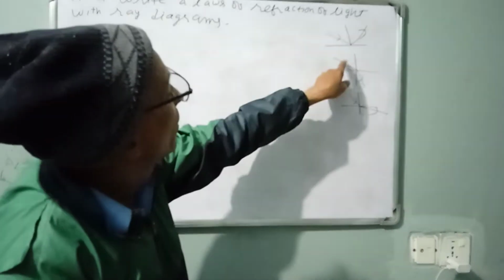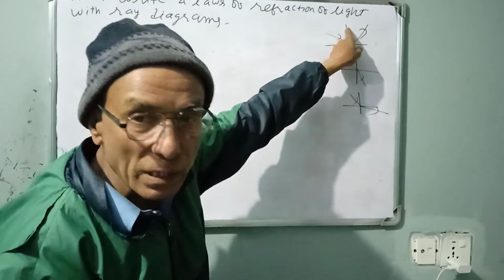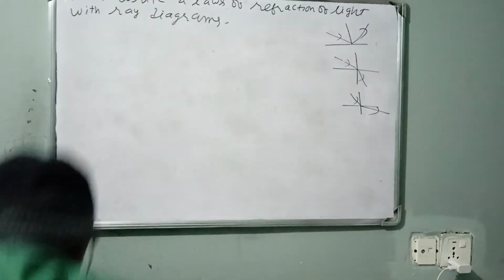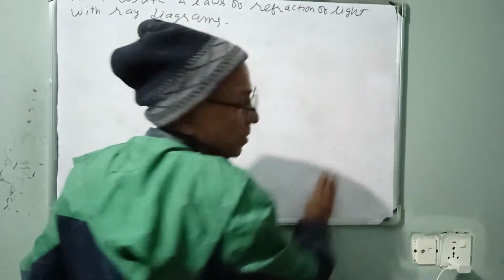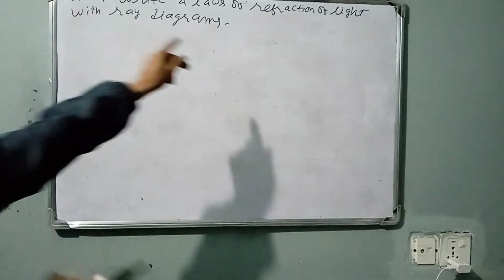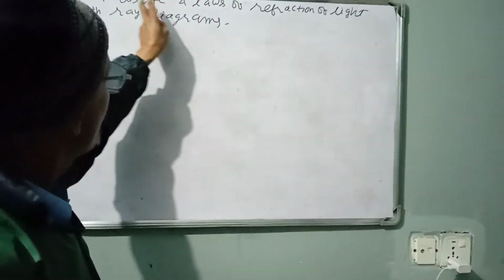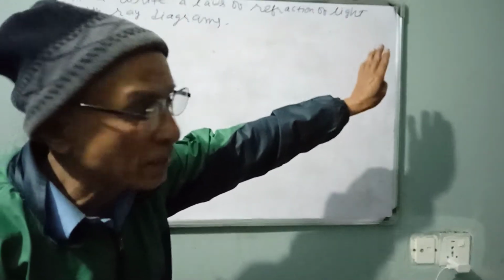In two cases it is refraction, but it is reflection. That is the main difference. So to get the difference, I have written in question number 3 laws of reflection, question number 4 laws of refraction of light with ray diagrams.